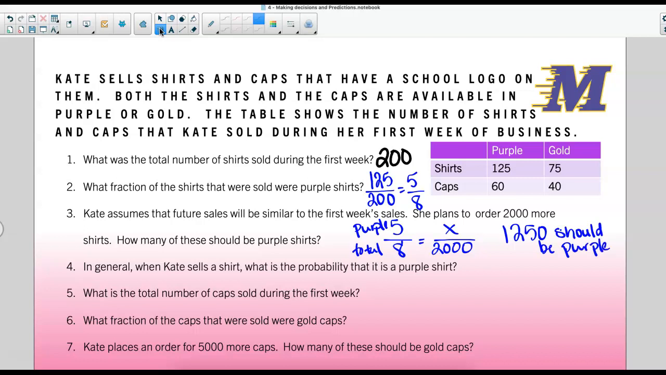Is she guaranteed to sell 1,250 purple shirts? Probably not, right? Because this number here is experimental probability. That's what actually happened. Is what actually happens the same as what should happen? Not always, but we can assume that it's probably going to be close. In general, when Kate sells a shirt, what is the probability she sells a purple shirt? 5/8, or 62.5% if we change it to a percent.